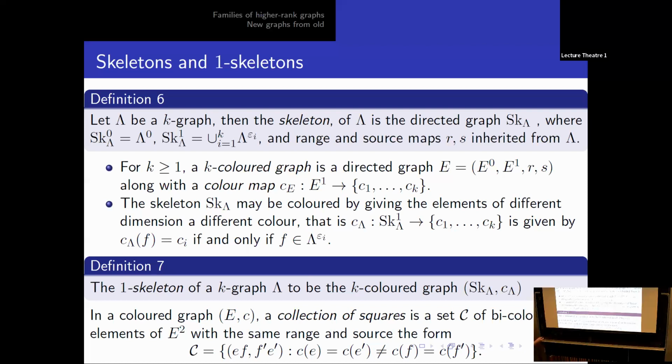So if you take a colored graph, you can form squares using bicolored elements, so paths of length 2 that use 2 colors. And then you look at pairs with the same source and range, but with the colors switched, and you form a collection of squares. Draw the squares, red, blue, red. And so these are the canonical collection of squares defined by the skeleton, because it's the structure of E that allows you to write these down.